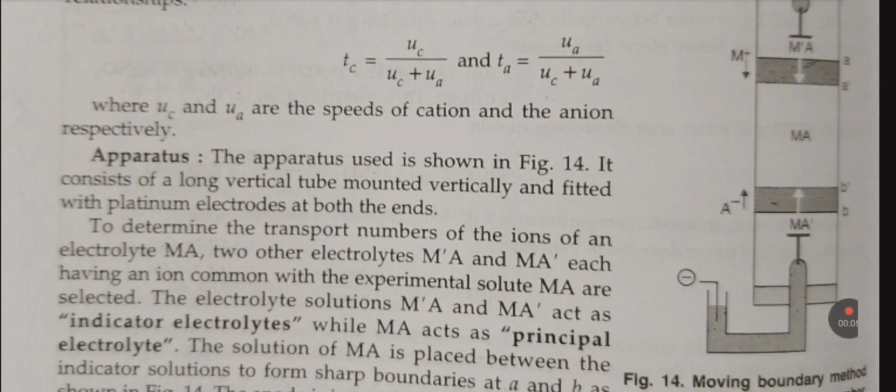Apparatus. The apparatus used is shown in figure 14. It consists of a long tube mounted vertically and fitted with a platinum electrode at both the ends.